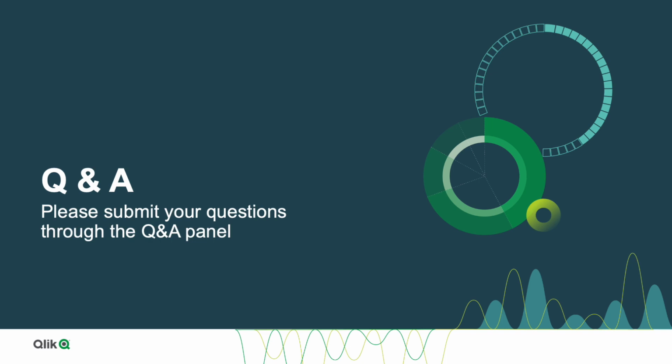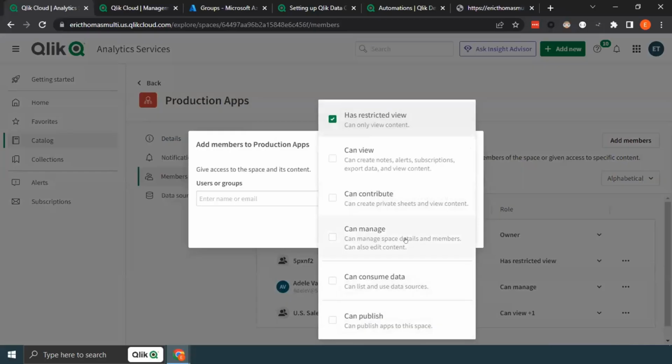All right. What role is necessary to allow someone to trigger a reload? Yeah, roles. Let's see. Can reload, can manage at least, I believe. Let me pull up the roles real quick. You'll need can manage. The caveat will be you'll need can consume data for every space that you're utilizing a connection of. Depends on where your data connections are, but yeah, can consume data and can manage.